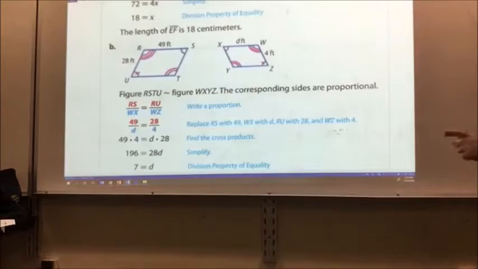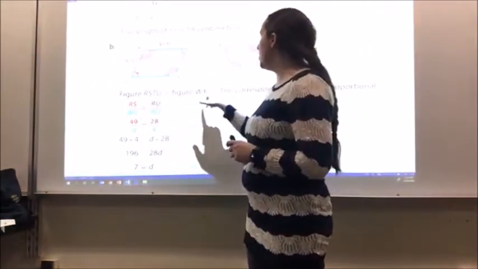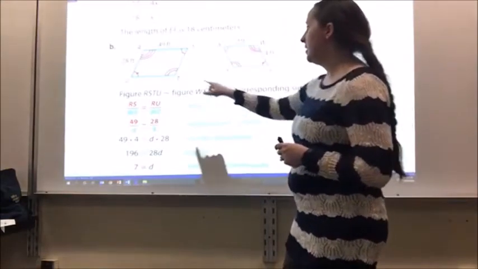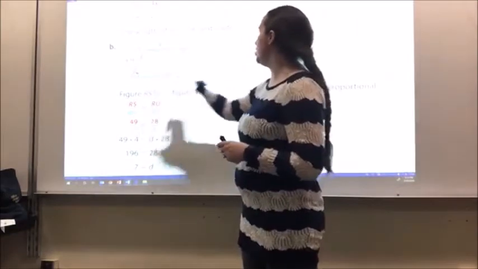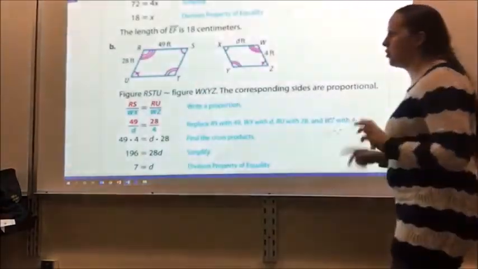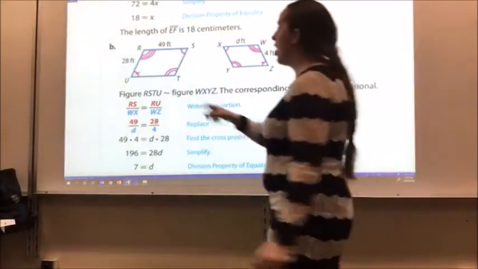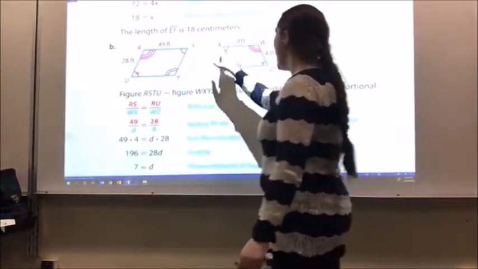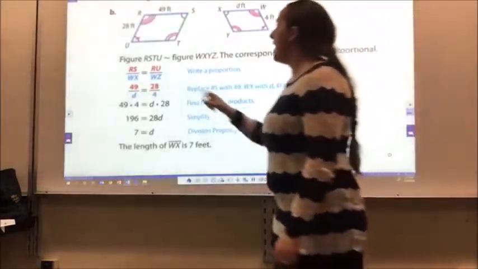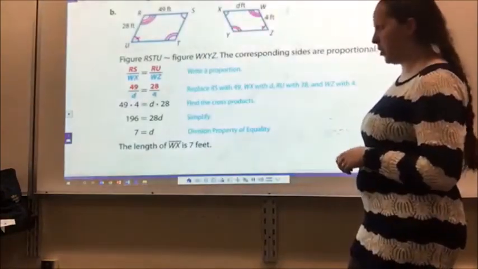Okay, so it's really important to note that they said RSTU and WXYZ. So here RSTU, WXYZ. They went backwards, so you have to make sure that you're corresponding to the correct sides. RS and WX are going to be proportional to each other, and RU and WZ are going to be proportional to each other.